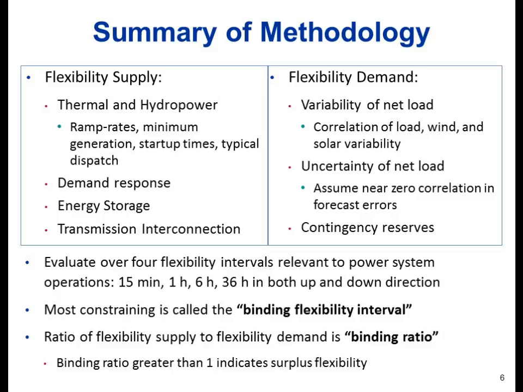We focus on the interval where the ratio of flexibility supply to demand is the smallest and call this the binding flexibility interval. The ratio of flexibility supply to demand in that interval is called the binding ratio. When a region has a surplus of flexibility supply relative to flexibility demand across all intervals, then that binding ratio will be above 1. With this flexibility inventory approach, we can track this binding ratio over the planning horizon for any portfolio in that resource planning portal database to gauge trends in flexibility.